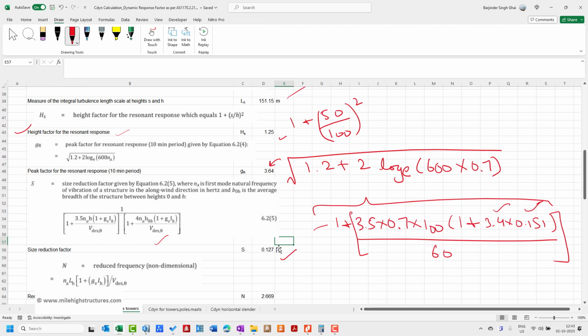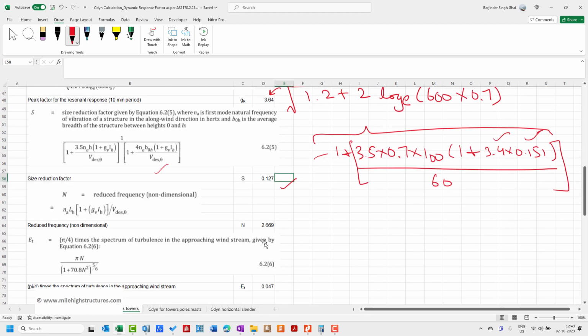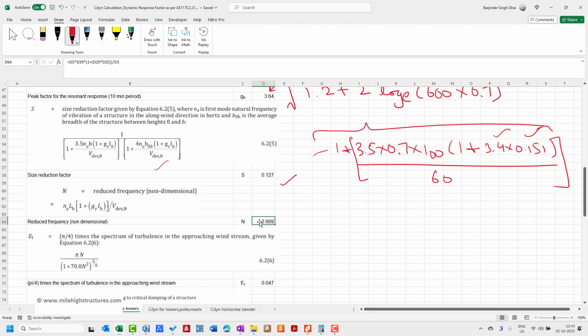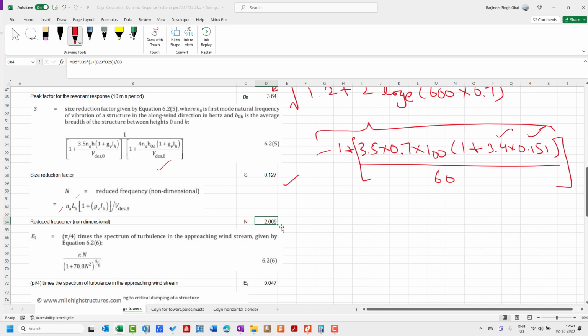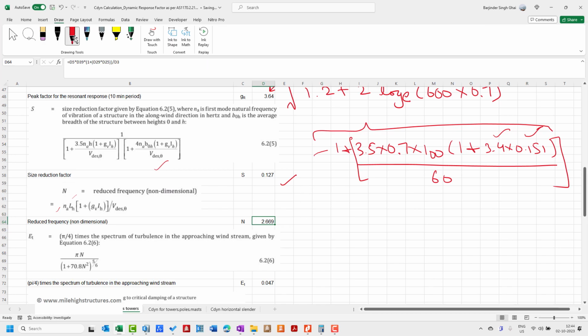So that is a typical equation given to calculate the size reduction factor. After that, the reduced frequency N is Na into LH, 1 plus Gv into IH, divided by V design theta. So we can say that this equation is nothing but this equation here, except that Na is not written here, and instead of H here, this is LH. So as per that, again we can calculate this value as 2.669.